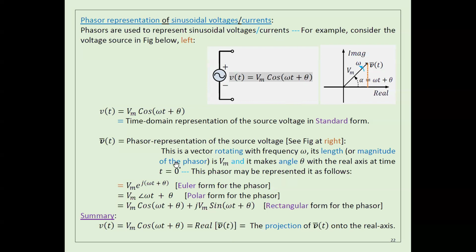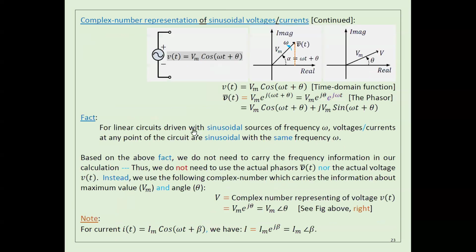Yeah, that's what I explained here. V of t, Vm cosine omega t plus theta, should be the real part of the phasor we have here. And then after that, as I told you, we can remove omega t. There is no need to keep it. It's just going to complicate the calculation, because anything you get should have omega t anyway. You can delete it.